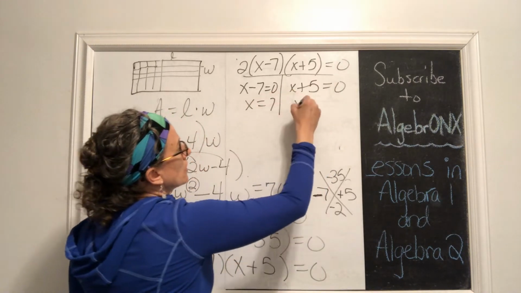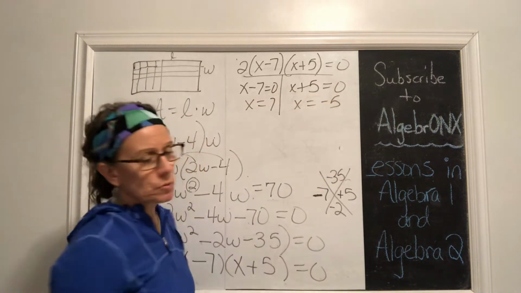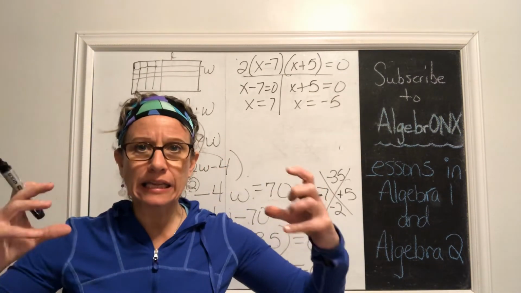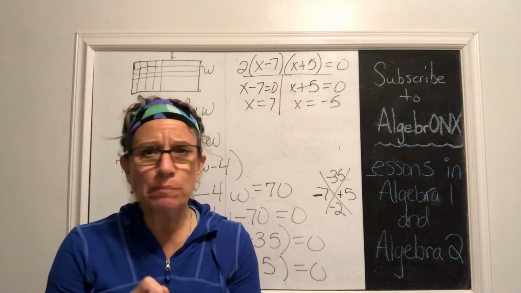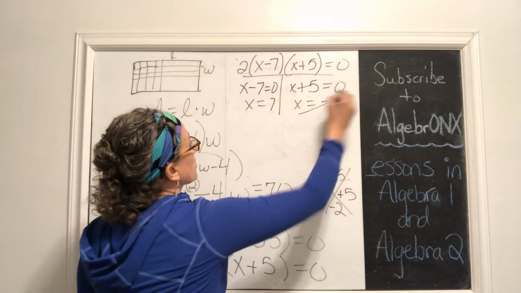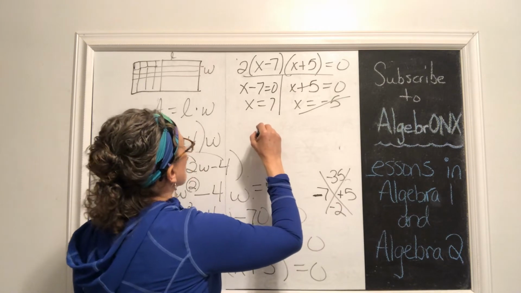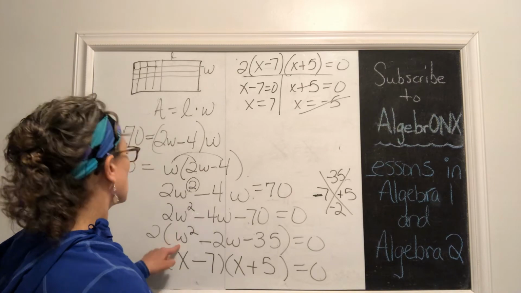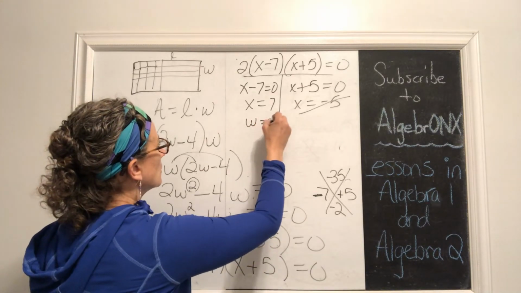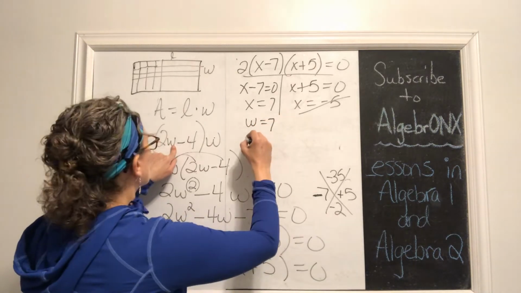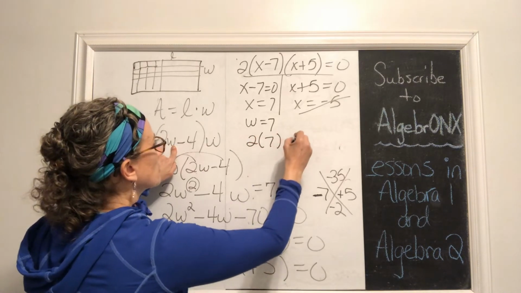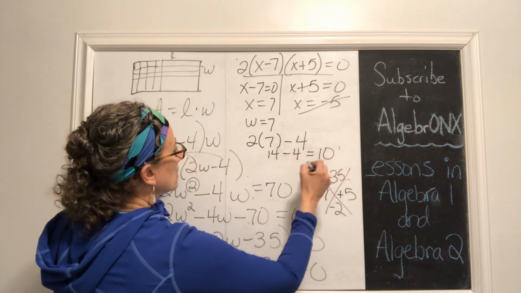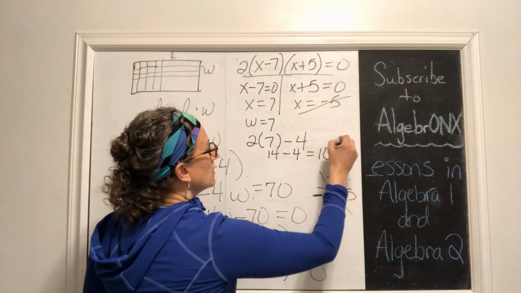X equals 7, x equals negative 5. Now, which one are we rejecting? We're talking about a rectangle. A rectangle has length. A length is something that can't be negative. So we reject the negative. X equals 7, which means, I think I changed the variable somewhere along here. Yes, I did. X is W. W is 7. And the length was 2 times 7 minus 4, or 14 minus 4, or 10. So my length is 10.